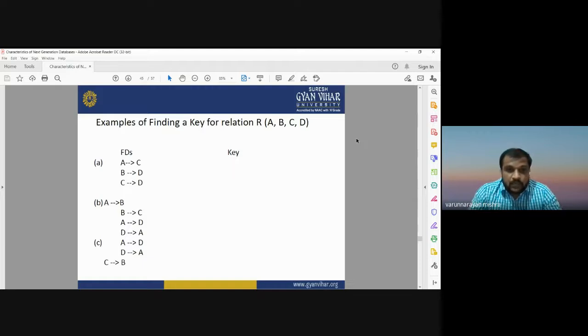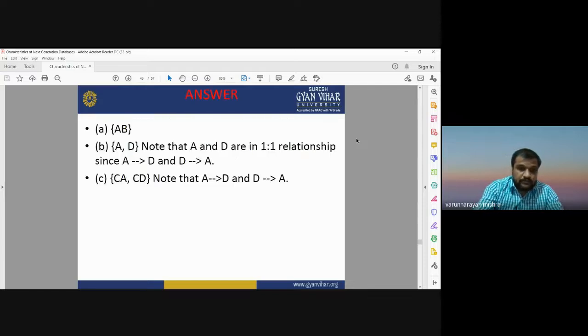This is an example of finding a key for the relational table ABCD. These are some functional dependencies: A to C, B to D, and C to D, and A to B, B to C, A to D, and D to A. The answer is AB, AD. Note that A and D are in a one-to-one relationship, since A to D and D to A hold. And also CA and CD; in the case of CA and CD, note that A to D and D to A is true.